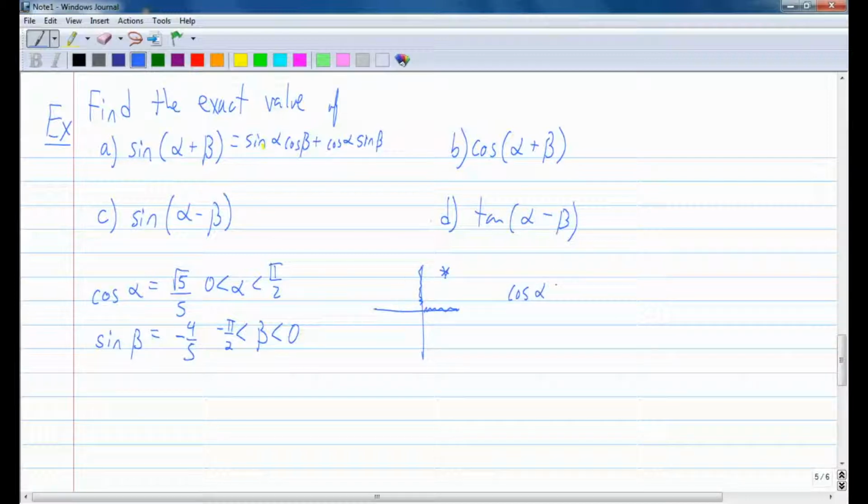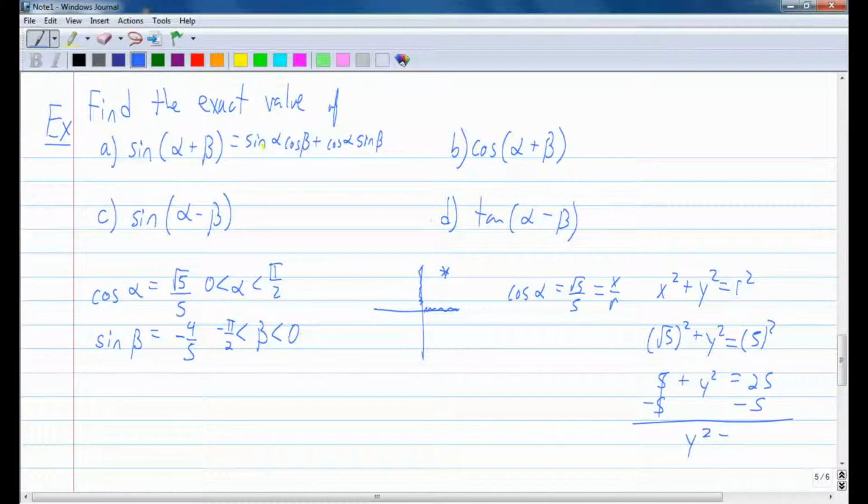We know that the cosine of alpha equals square root of 5 over 5. Cosine is also equal to x over r. So if x is the square root of 5 and r is 5, then we can use x squared plus y squared equals r squared to solve for y, which we need for the sine of alpha. So let's plug in those values. So you have square root of 5 squared plus y squared equals 5 squared, or 5 plus y squared equals 25. Solve for y. I have y squared equals 20.